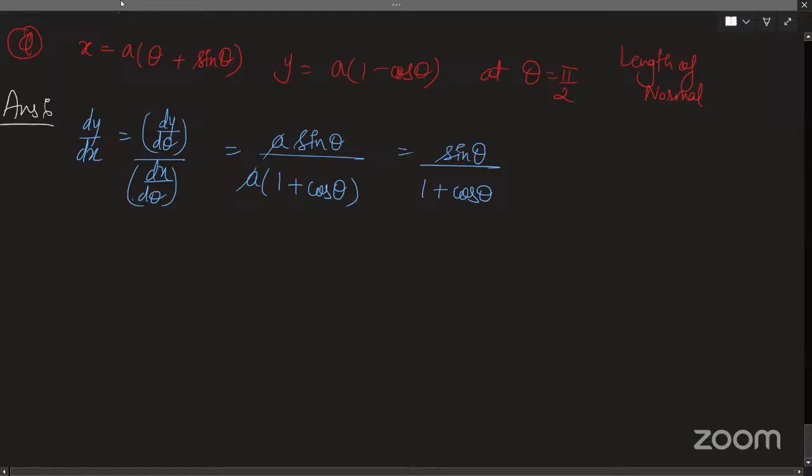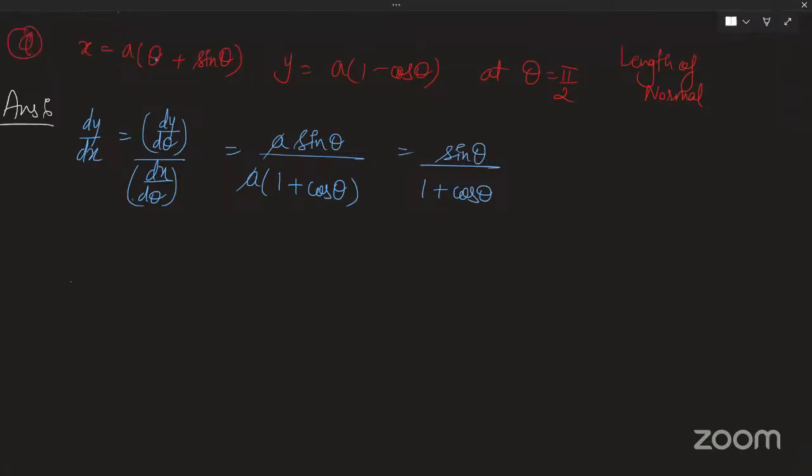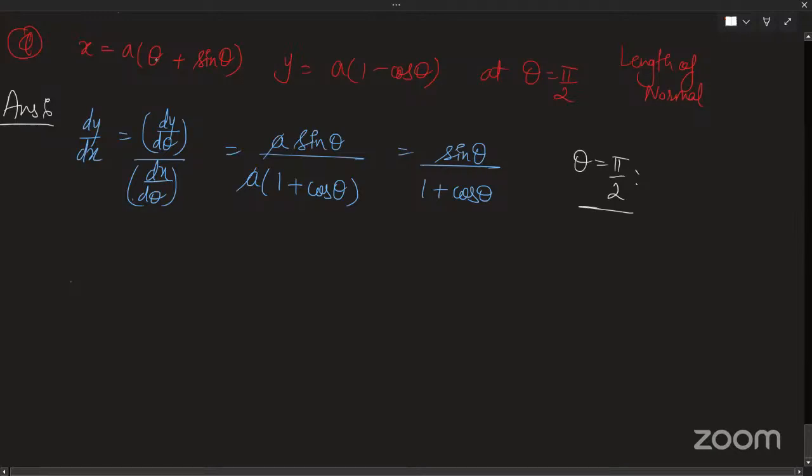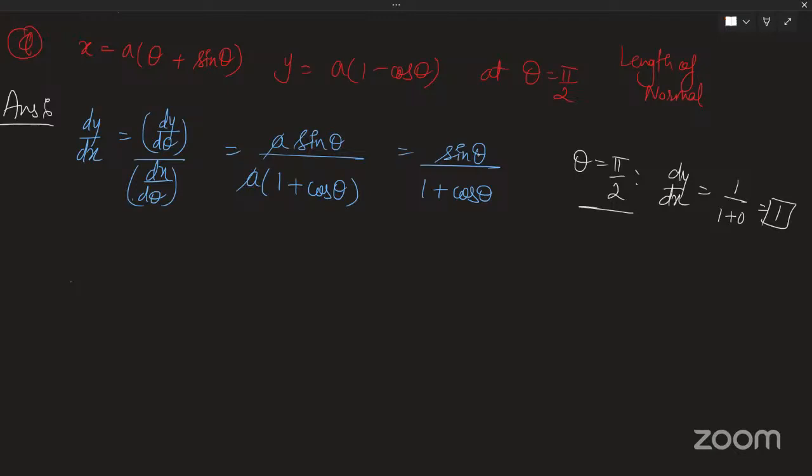So what is your value of dy by dx when theta is pi by 2? Theta is given to you as pi by 2. So what is your value of dy by dx? Sine pi by 2 is 1, so 1 divided by 1 plus 0, which is 1. Great. Correct. So the overall answer is also 1 because cos theta is 0. So you have calculated your value of dy by dx. But you need one more thing.